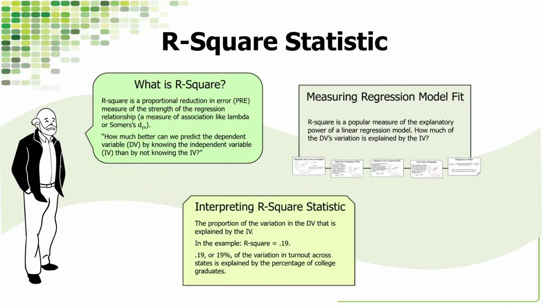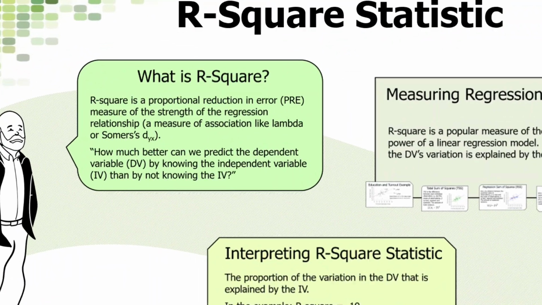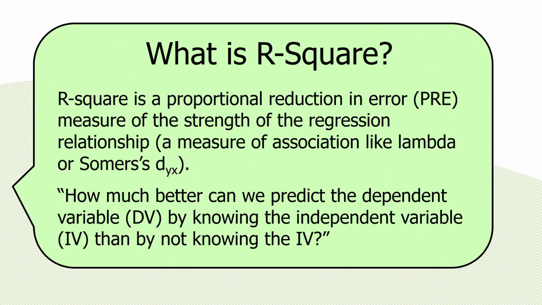In this module, I wanted to discuss R-squared, which measures the strength of relationships in regression analysis. R-squared is a proportional reduction in error, or PRE measure, and it poses the question of strength in the same way as lambda, which we used for nominal level variables, or Somers' d_yx, which we used for ordinal level variables. The question is this: how much better can we predict the dependent variable by knowing the independent variable than by not knowing the independent variable?